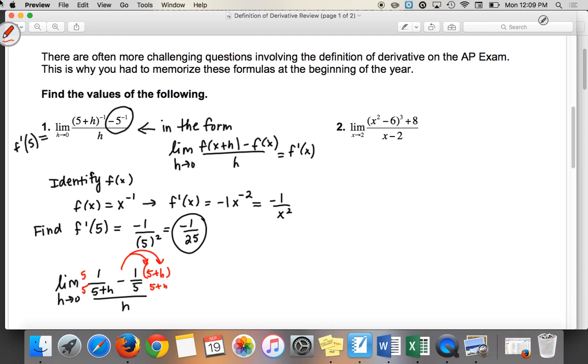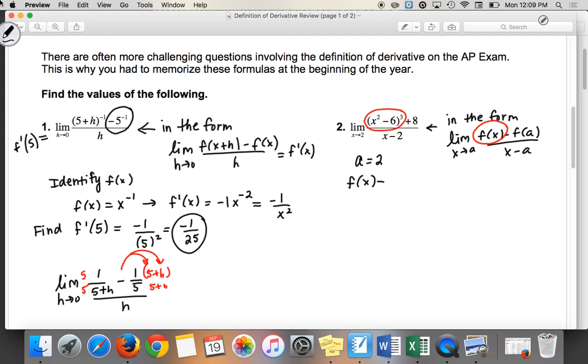So on the next one, is this in the limit as h goes to 0 form? No, this is in the alternate form, right? So it's the limit as x goes to a, f of x minus f of a all over x minus a. So we can at least identify what a is, right? We got that. a is 2. Can you guys identify what f of x is? This one's the easiest one. It's exactly what was here. Do you guys see it? x squared minus 6 cubed.